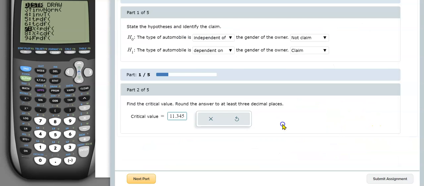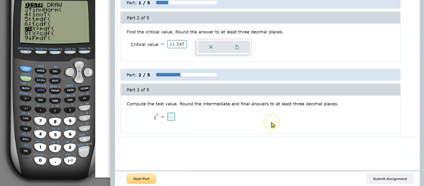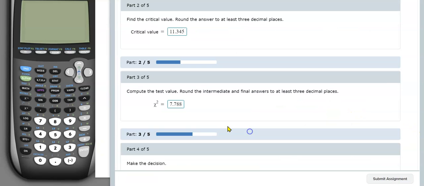Good. Now if I go to the next one, the next one is the chi-squared test to 3 decimal places. That's what we did earlier in the first step. So this is 7.788, to 3 decimal places. Next question.